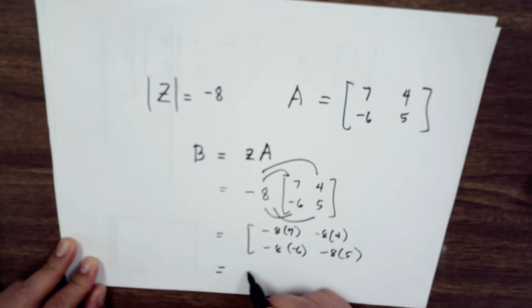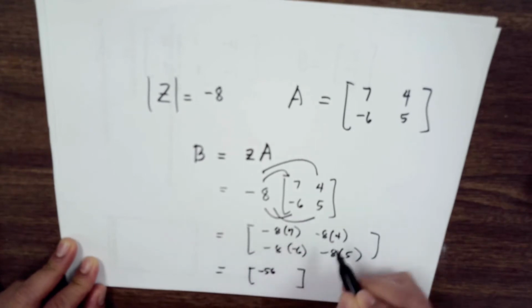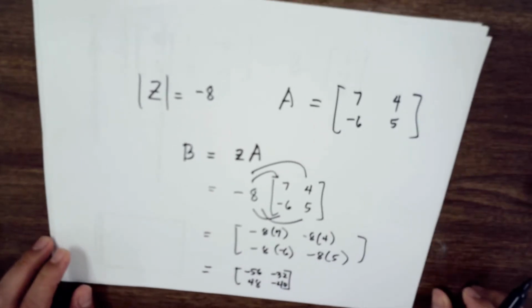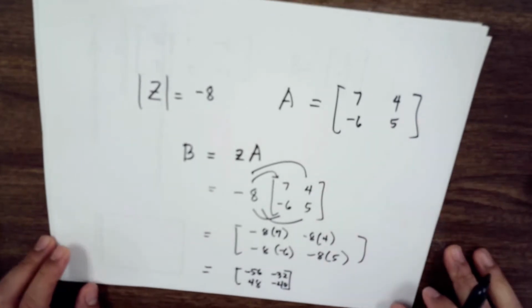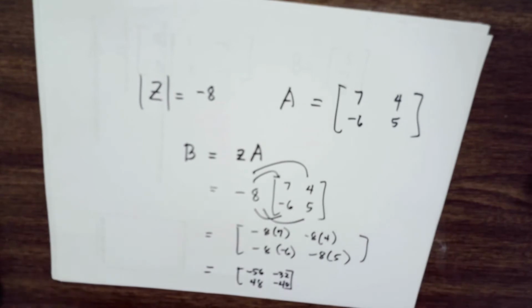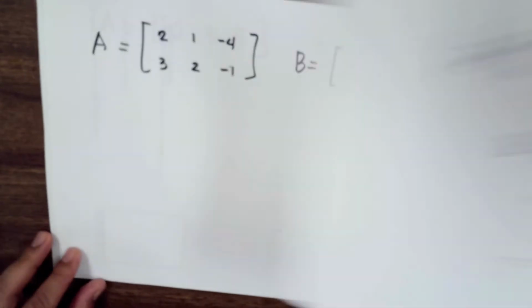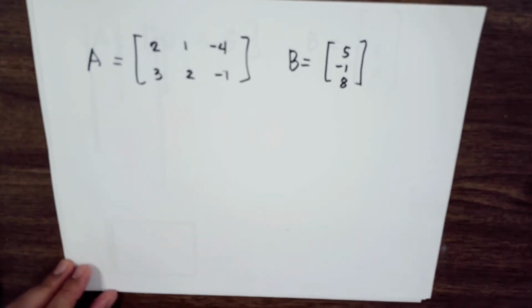So our matrix B will have elements -56, which is the product of this. You have -32, and then you have +48, and then you have -40. Alright, it's like you are expanding your matrix. You are stretching it by a product of -8. And that would be about scalar product.